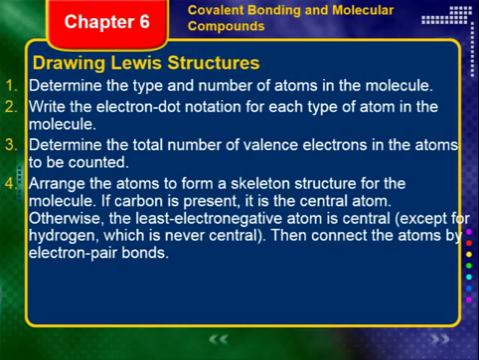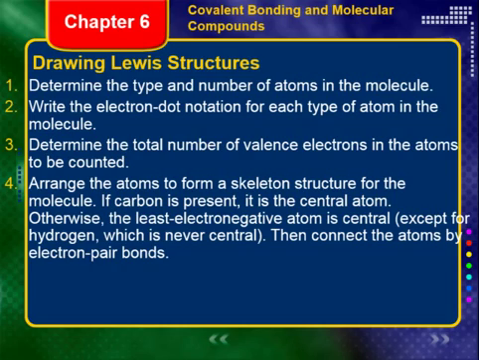Keep this in mind. If carbon is present, it is the central atom. Okay? It's organic chemistry. If carbon is present, it is the central atom. That is like a forever rule. So if carbon is there, it is automatically the central atom no matter what. Everything else is going to go around carbon. Otherwise, if carbon isn't there, simply find the least electronegative atom and make that the central atom.